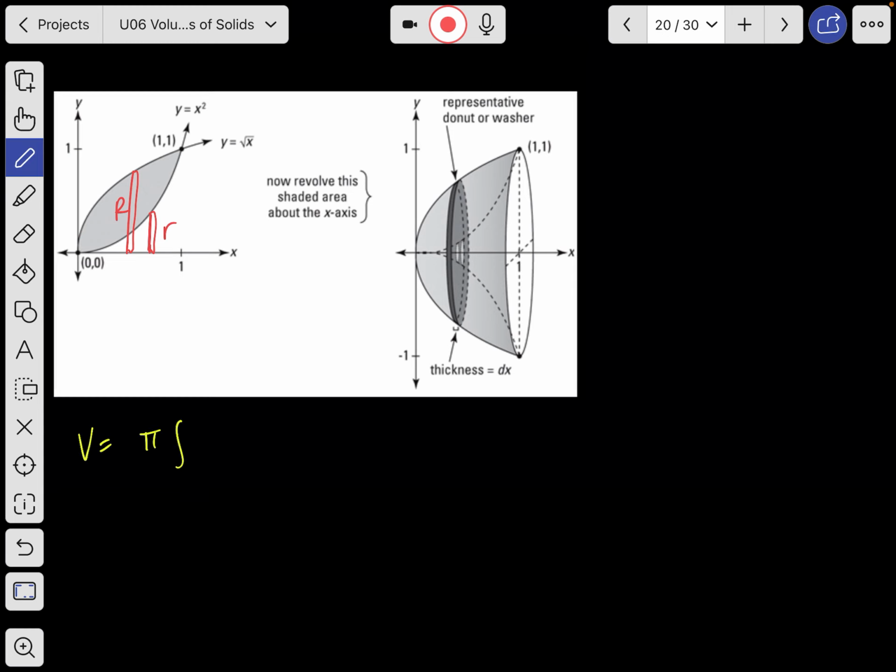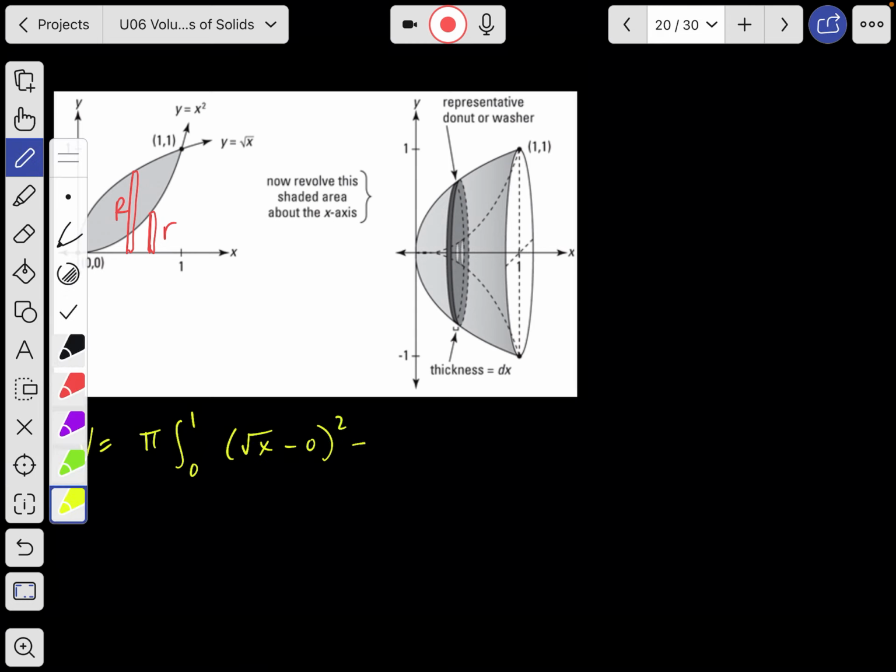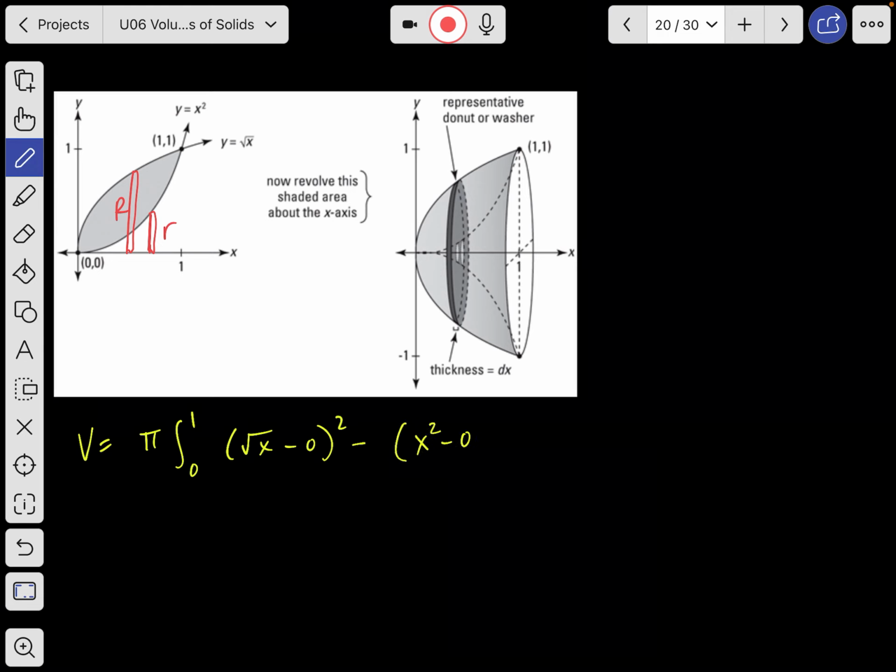I'm going to go ahead and write my interval. It looks like we're evaluating from 0 to 1. So pi times the radius of the big one, which is a square root function, square root of x minus the x-axis, 0, squared, and then minus the little radius minus 0 squared dx.